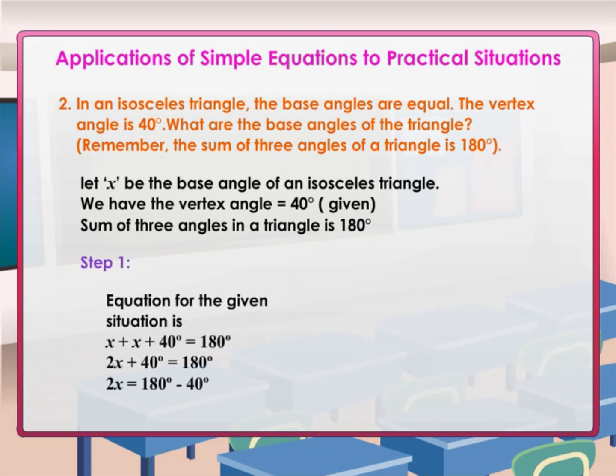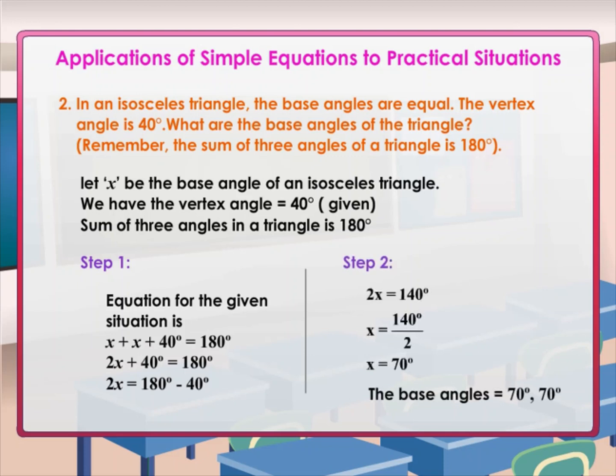Step 1. The equation for the given situation is x plus x plus 40 degrees is equal to 180 degrees. This implies 2x plus 40 degrees is equal to 180 degrees. Move 40 degrees to the right-hand side. We get 2x is equal to 180 degrees minus 40 degrees. Step 2. 2x is equal to 140 degrees. Taking the number 2 to the right-hand side, it goes to the denominator. Hence, x is equal to 140 degrees divided by 2. On dividing this, we get x is equal to 70 degrees. Therefore, the base angles are 70 degrees and 70 degrees.